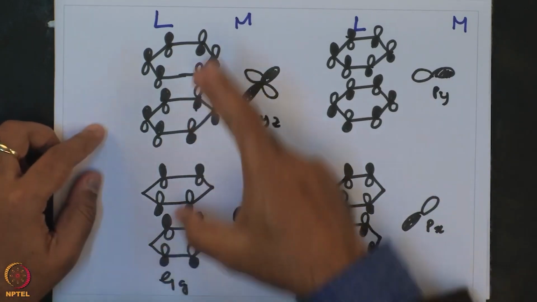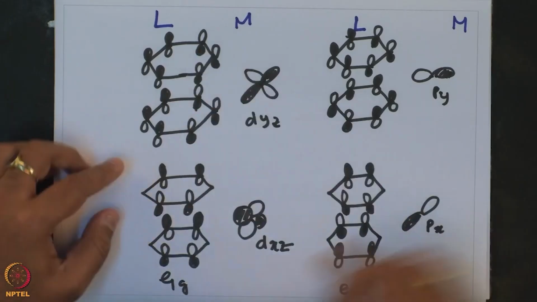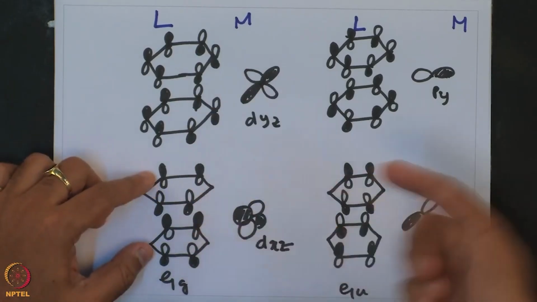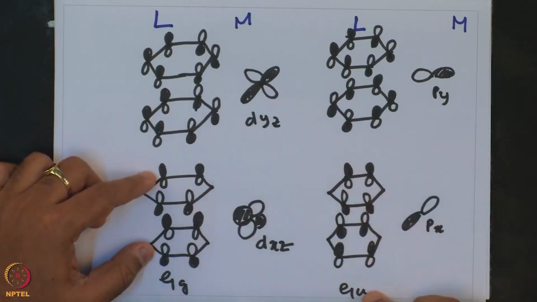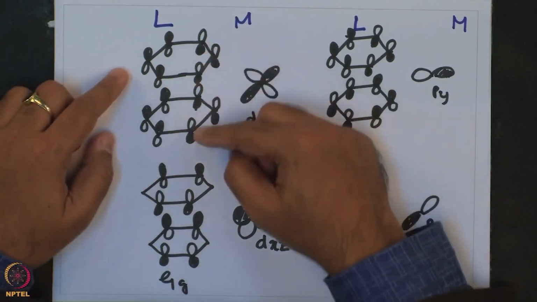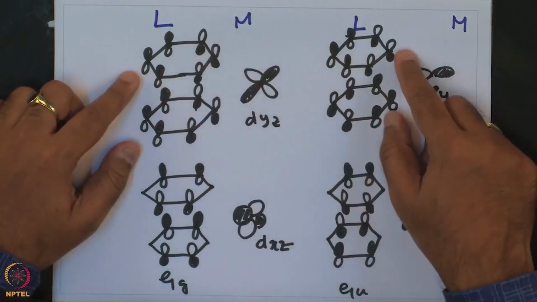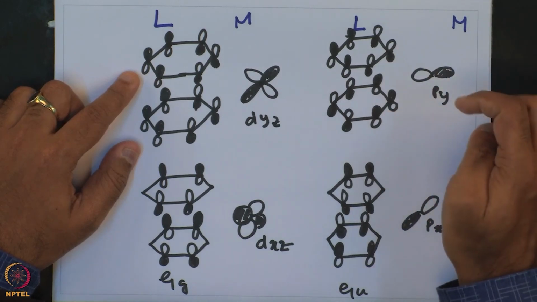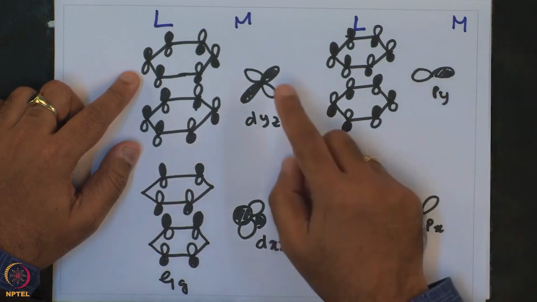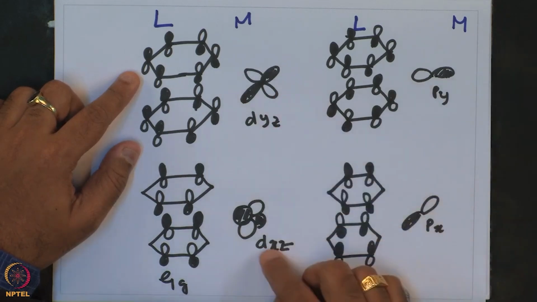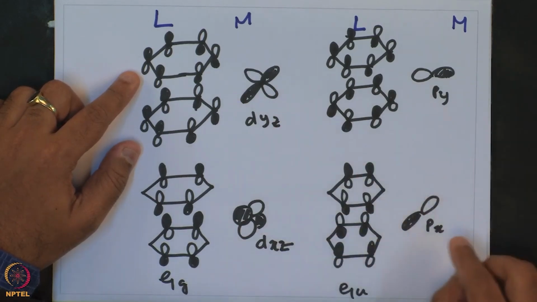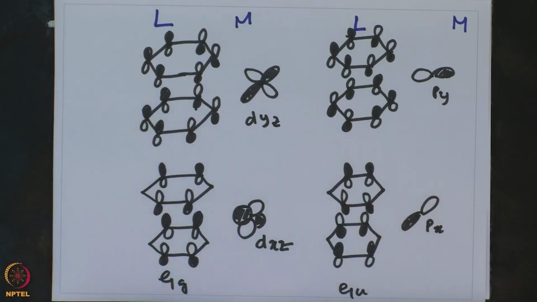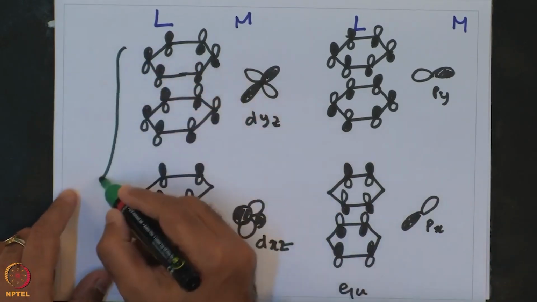Now these four sets of orbitals: this is of gerade symmetry, and this flipped over here is of ungerade symmetry. This also is of gerade symmetry, and that flipped over here is of ungerade symmetry. So they would combine with dyz, dxz, py and px, and all of these reflect pi type interaction.